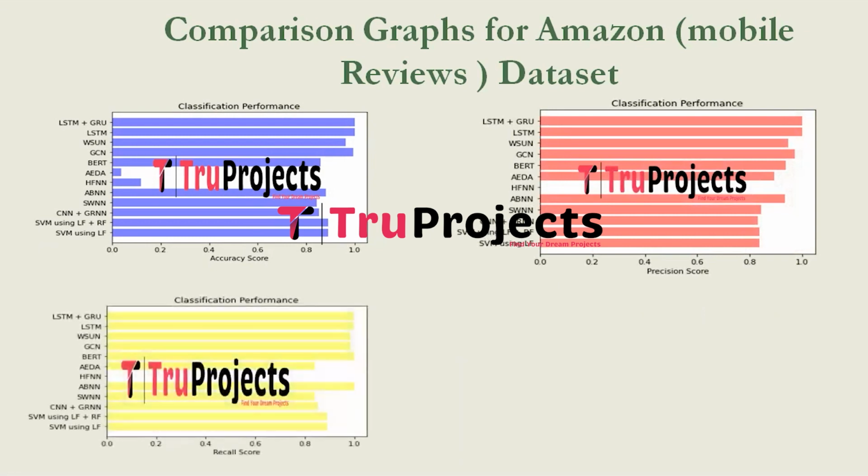This is the recall score comparison graph, where the x-axis represents the recall score for each algorithm, and on the y-axis we have algorithm names. Recall is also known as sensitivity or true positive rate. It measures the model's ability to correctly identify all relevant instances in the dataset. It is defined as the ratio of true positive predictions to the total number of actual positive instances.